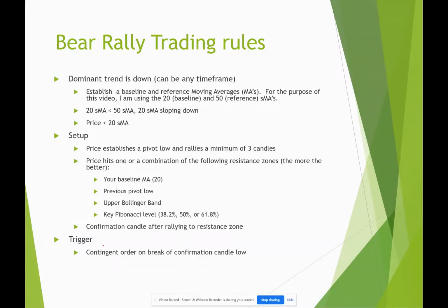Okay, so establish your baseline and a reference moving average. Again, for the purposes of this video, I'm going to talk about the 20 and the 50, simple moving averages. So the 20's got to be lower than the 50, and the 20 needs to be sloping down. Price needs to continue below the 20 simple moving average. Okay, the setup is that the price establishes a pivot low and rallies a minimum of 3 candles. Okay, that's the opposite of the bull pullback.